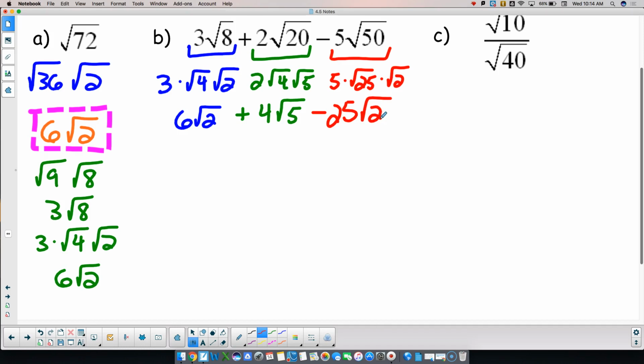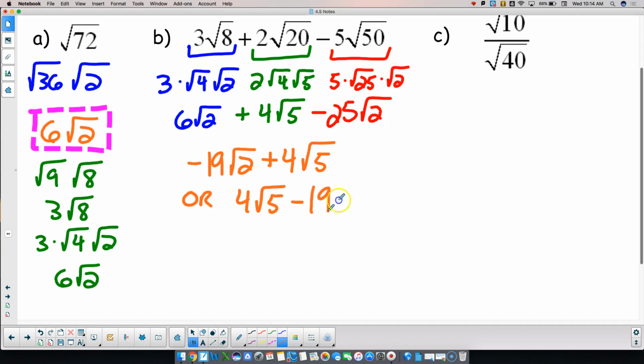Can I combine any of those two? If I'm adding and subtracting, what do I have to look at? The radicands, right? Do I have any like radicands? Yeah, I got 2 of them. I got 2 2's. So this could be negative 19 times the square root of 2 plus 4 times the square root of 5. Or I would also accept 4 times the square root of 5 minus 19 times the square root of 2, depending on which order you want to write it in.